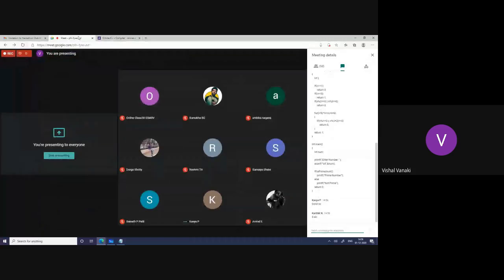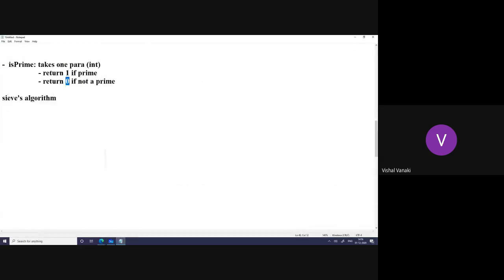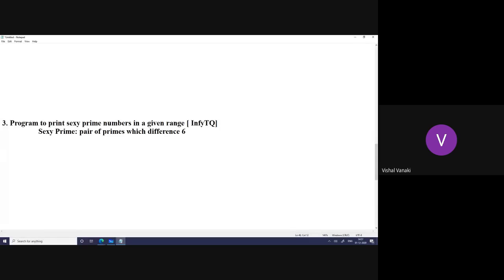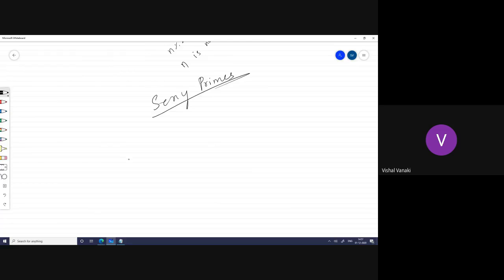Okay. So the last program is to print sexy prime numbers in a given range. Sexy prime numbers means what? It is a pair of prime numbers whose difference is 6.